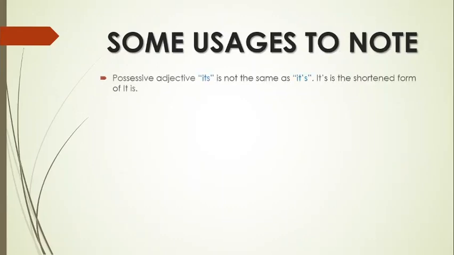Now let's talk about some final usage. First of all, the possessive adjective its is not the same as it's. It's is the shortened form of it is. The tree sheds its leaves. We don't write "the tree sheds it's leaves" because it would mean "the tree sheds it is leaves," which makes no sense at all.